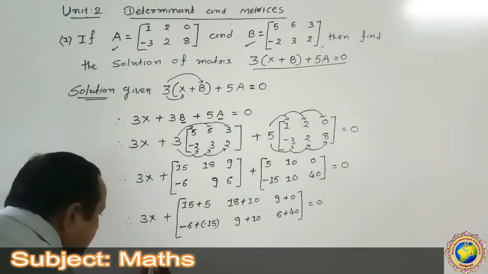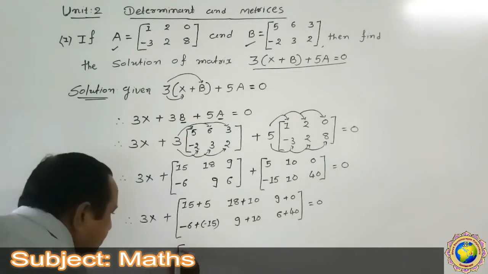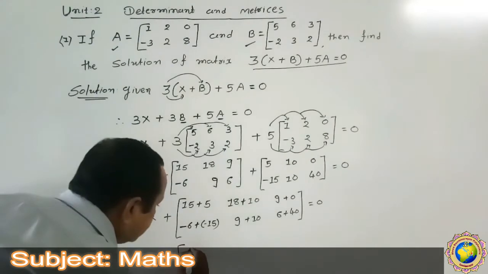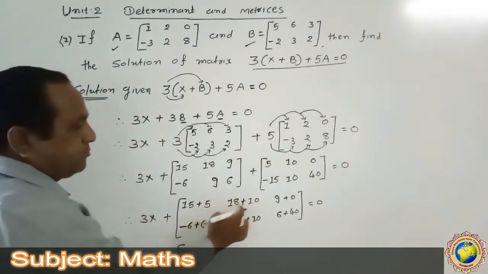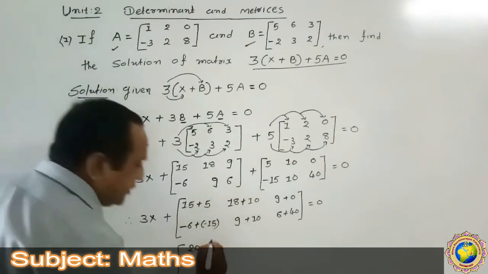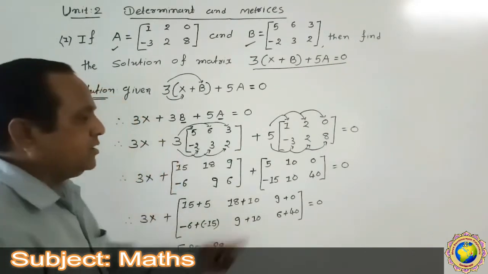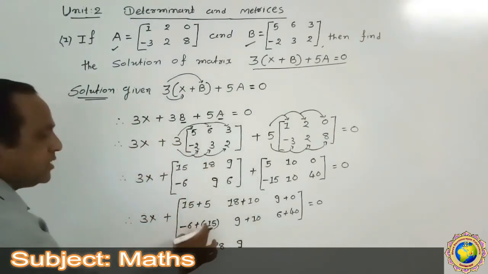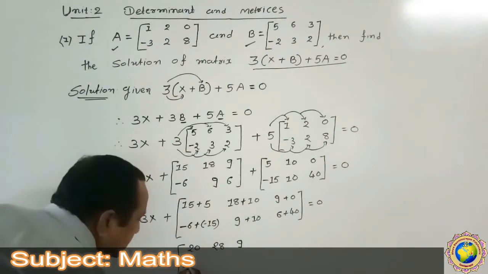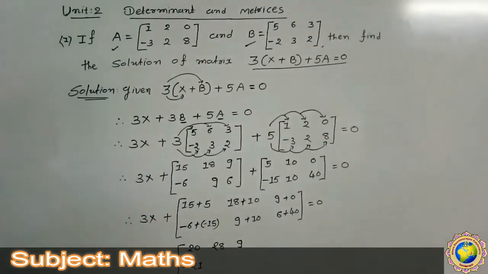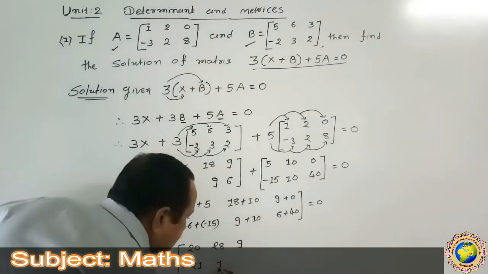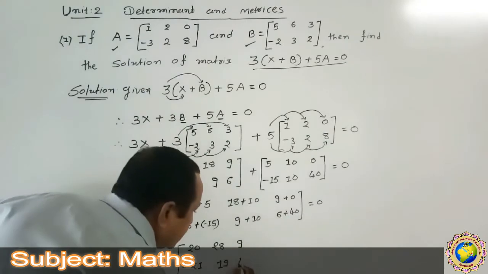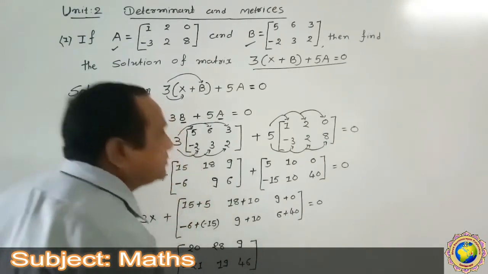So 3X plus: 15 plus 5, that is 20; 18 plus 10, 28; 9 plus 0, so 9. Minus 6 plus minus 15 is -21; 9 plus 10, that is 19; and 6 plus 40, that is 46.